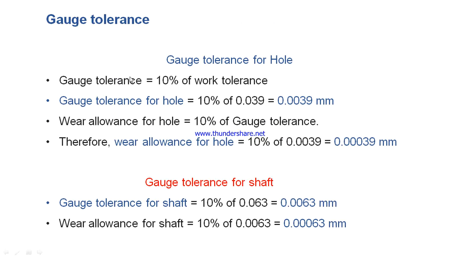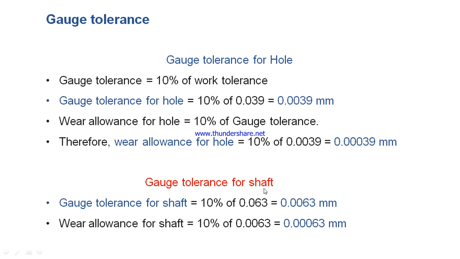So what is the gauge tolerance for hole? Gauge tolerance is always 10% of work tolerance. So gauge tolerance for hole, 10% of hole tolerance, is nothing but 0.0039 mm. Wear allowance is 10% of gauge tolerance. So 10% of this, again reducing by 10, it will become 0.00039 mm.